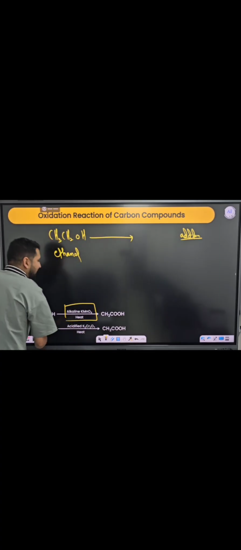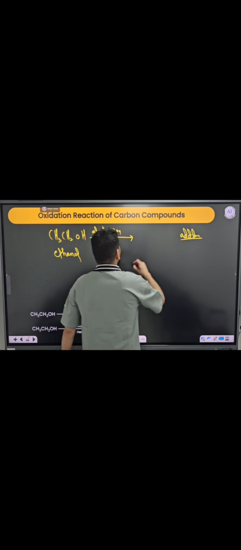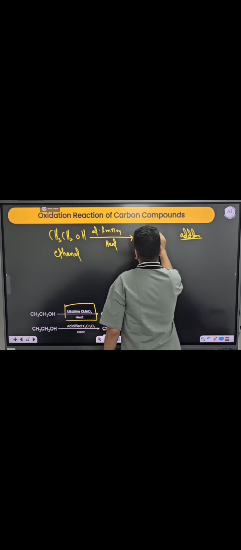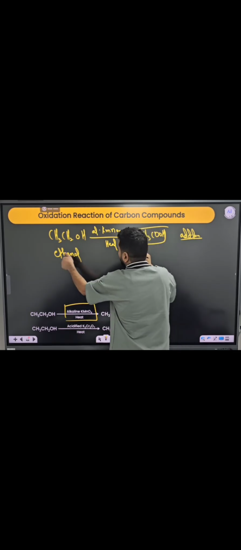For example, guys, I have CH3CH2OH. What is this? This is ethanol, right? I want to do its oxidation. So look here, it's written alkaline KMnO4. I'll be using alkaline KMnO4 and supplying heat. This alkaline KMnO4 is called an oxidizing agent because it will supply oxygen, and we will get CH3COOH. So ethanol got converted into ethanoic acid.